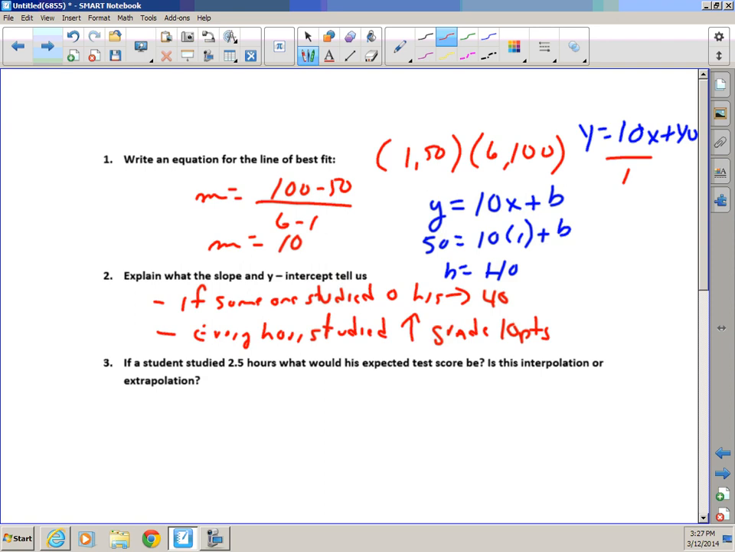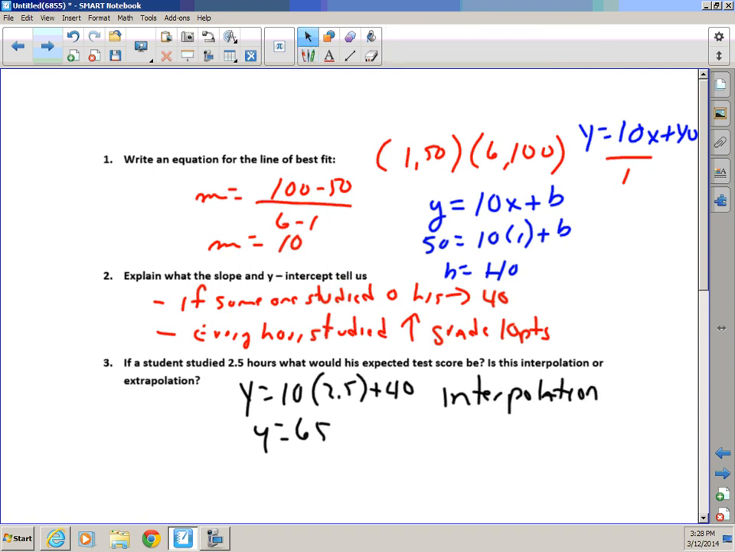Now, if somebody studied 2.5 hours, what would you expect? Well, you put 2.5 in, and you'd get a 65. This is an example of interpolation because the 2.5 is inside my data set. Okay? So what we did today was an example of using a line of best fit to help us figure out how we can do some sort of interpolation, extrapolation, find stuff out about our data.